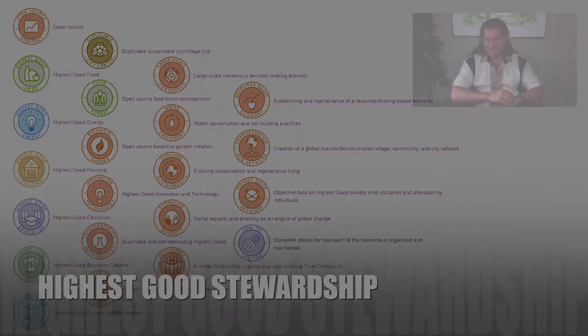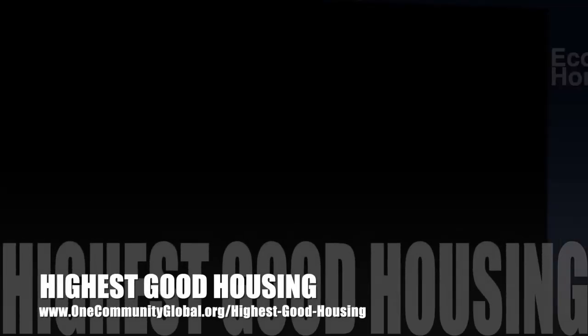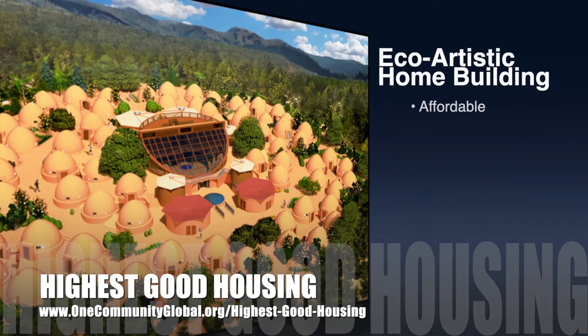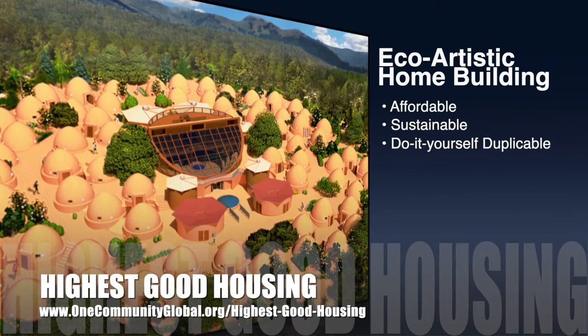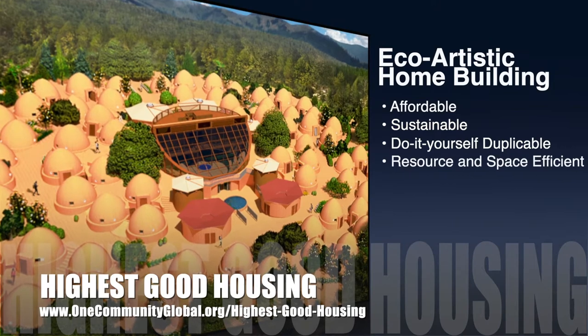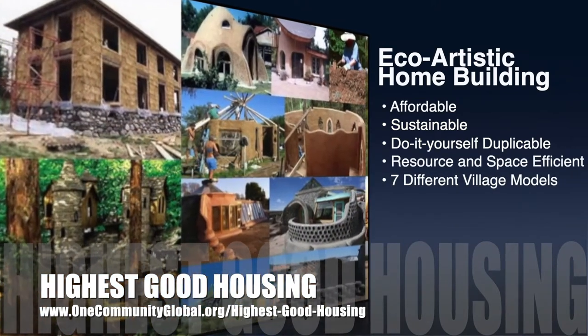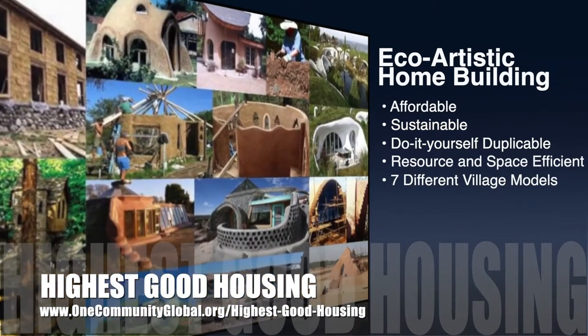The One Community approach to highest good housing is eco-artistic home building that is affordable, sustainable, do-it-yourself duplicable, resource and space efficient, and consists of 7 different sustainably constructed village models.